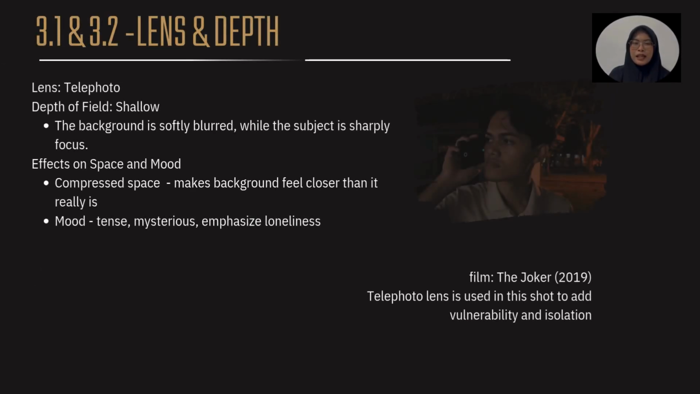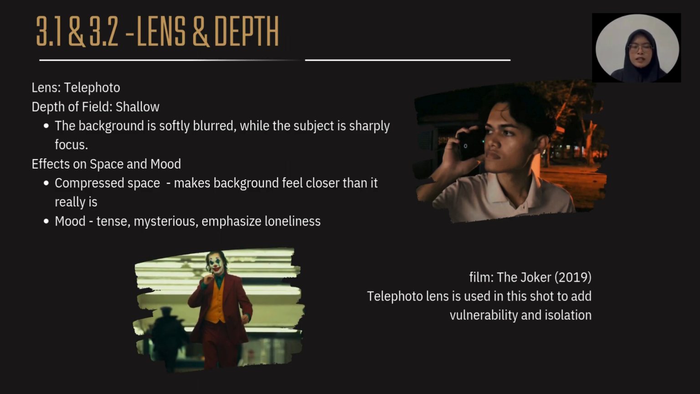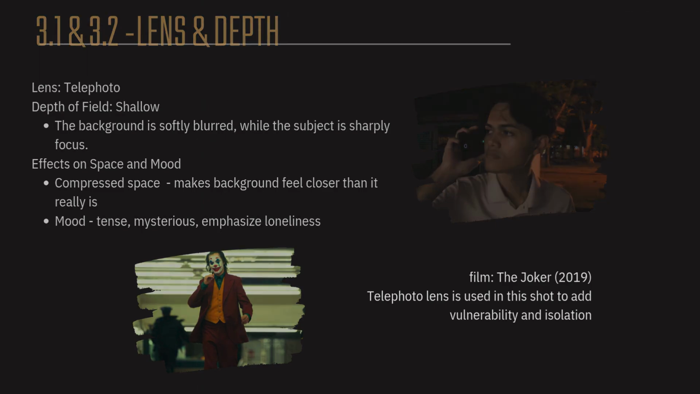Let's begin with the telephoto lens. This type of lens has a shallow depth of field where the background is softly blurred and the subject is sharply focused. This creates a feeling of compressed space, making the background appear much closer than it really is. In terms of mood, telephoto lenses often emphasize feelings of tension, mystery, and especially loneliness. We can see an example from Joker 2019, where this lens helps convey the character's vulnerability and isolation.